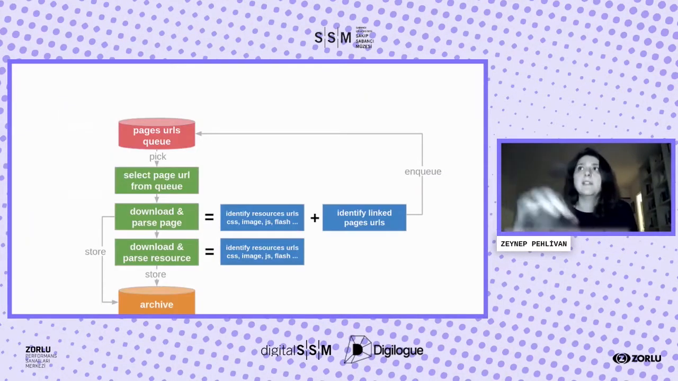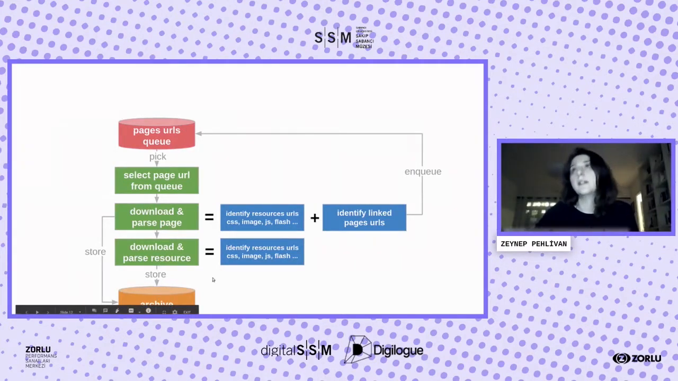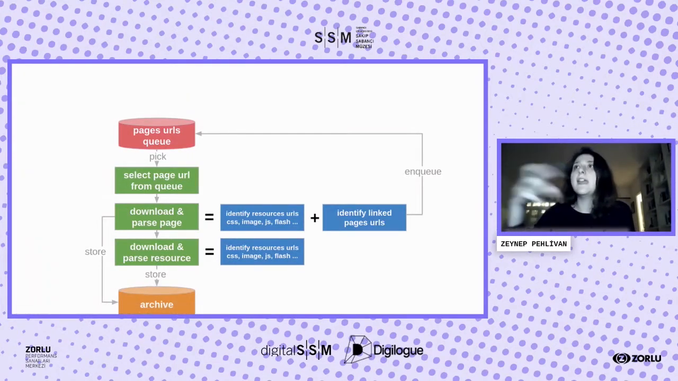So what happens, in fact, in each site crawler is that you get a URL from the seed list, you visit it, you select the page, and you download and parse it, and then you identify resources like URLs, CSS, images, and you also identify the linked page URLs, and then you send them to the seed list. Okay, and then you download the page and you store and archive it. So to be able to archive a web page completely, every object found in a web page, every web object, should be archived.